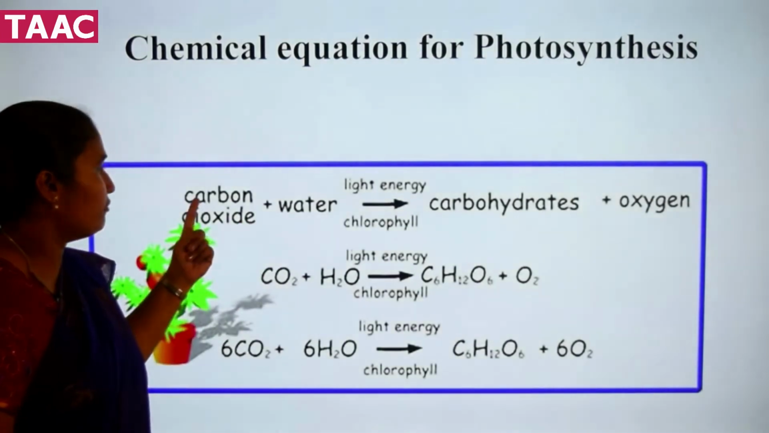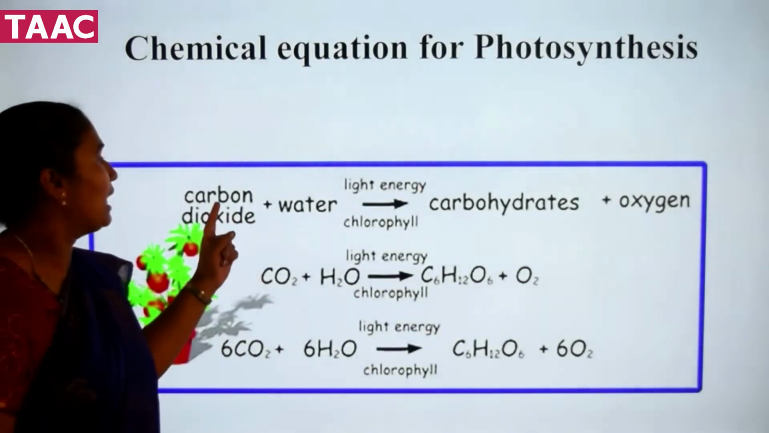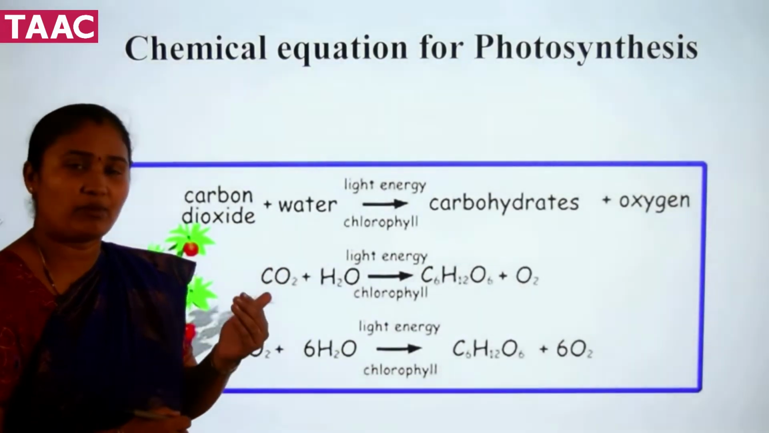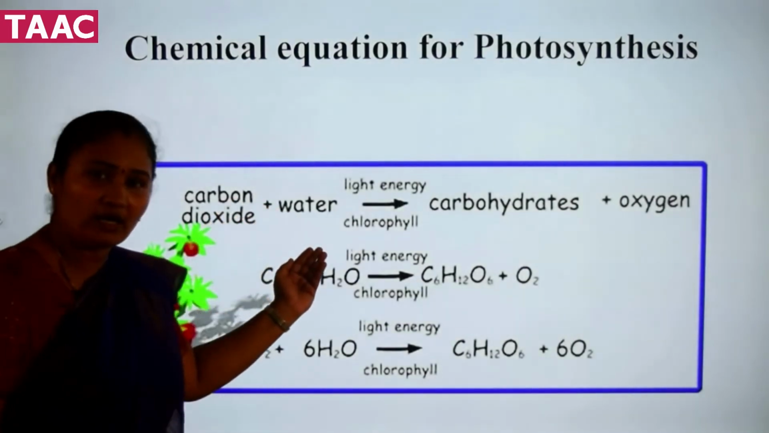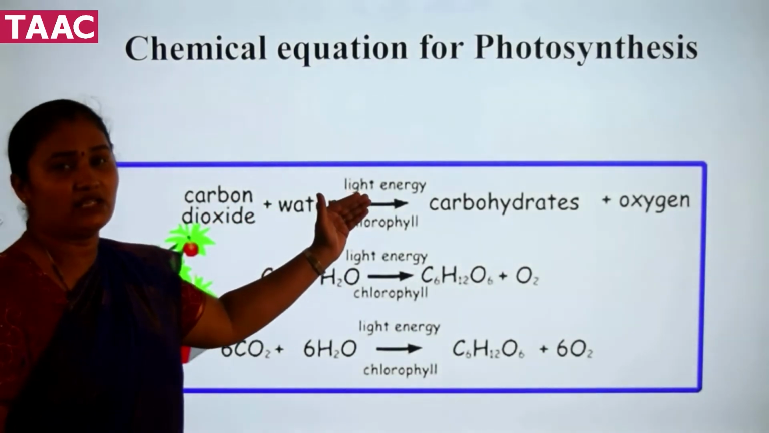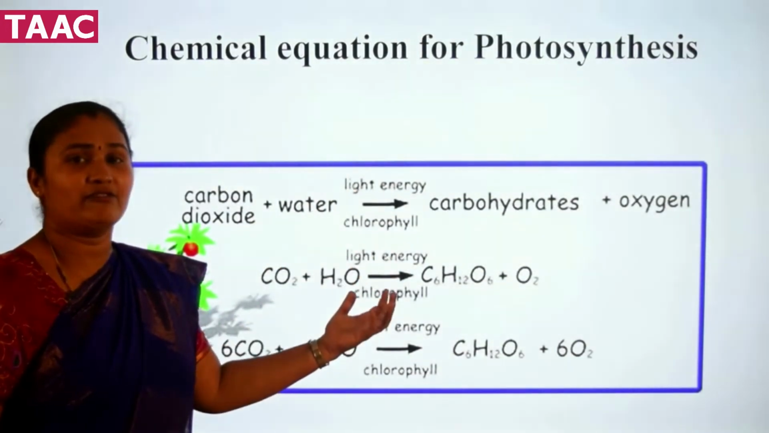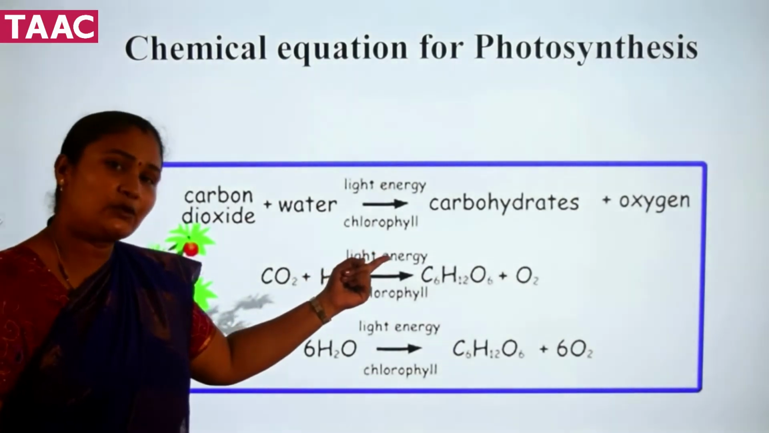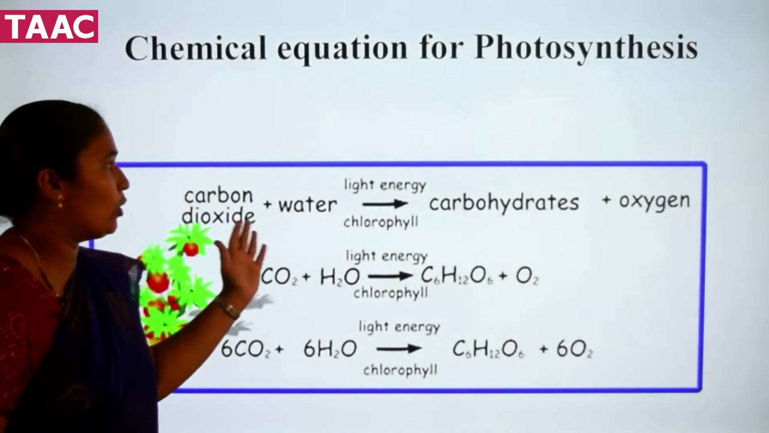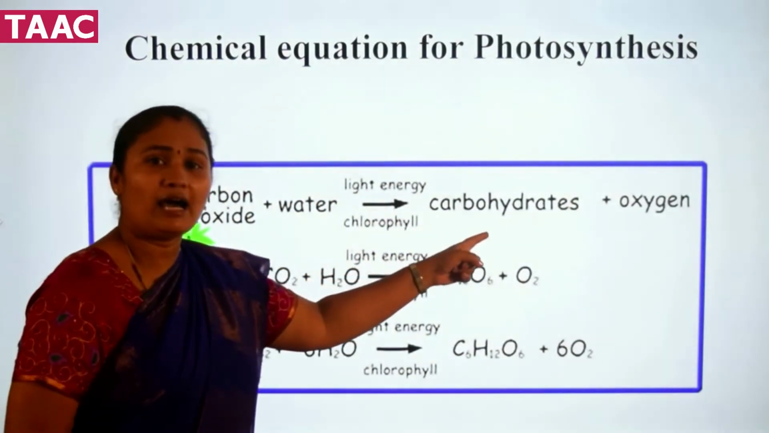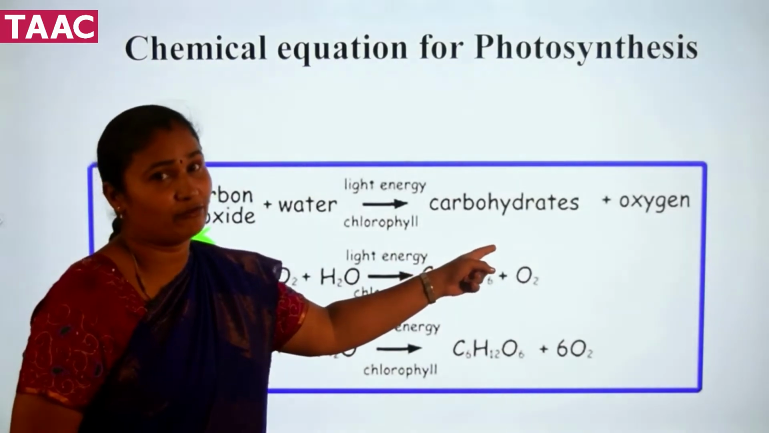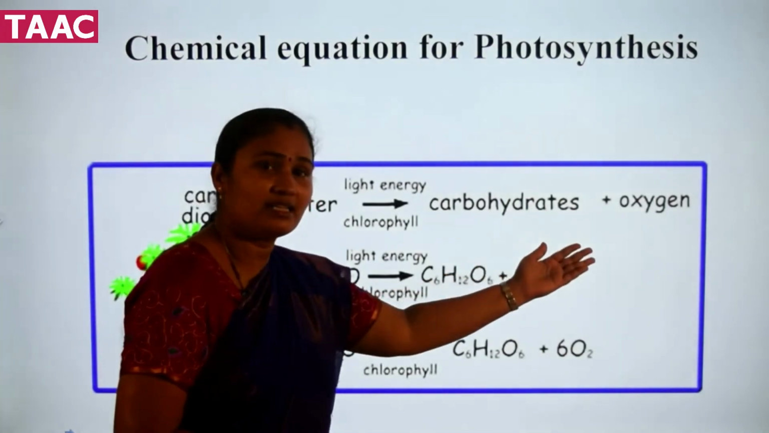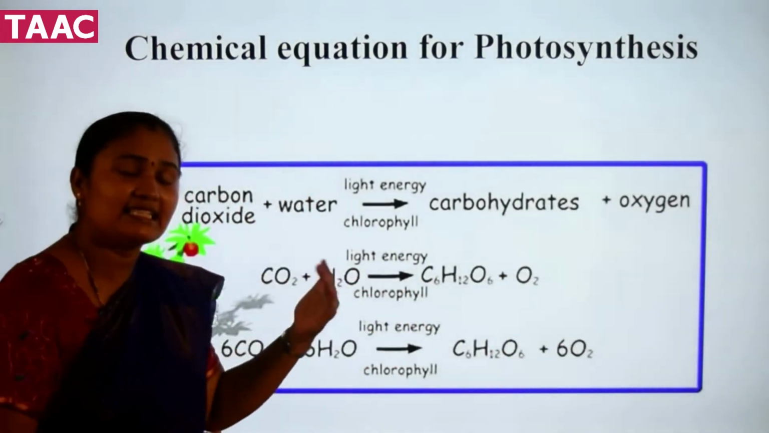First of all, the essential factor is carbon dioxide. From the air, the carbon dioxide gas is taken by the plants. Carbon dioxide and water in the presence of light energy, which is obtained from the sunlight, and in the presence of chlorophyll, a green colored pigment, finally combine together to form carbohydrates, and this is the plant food. Along with that, which gas is evolved? Oxygen is evolved out.